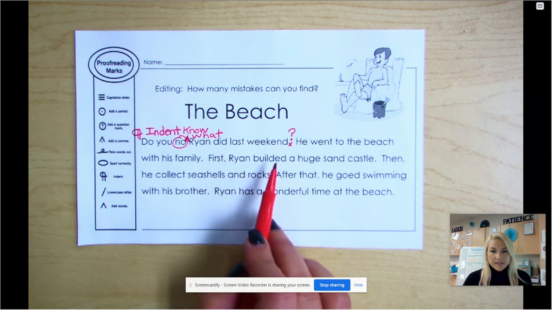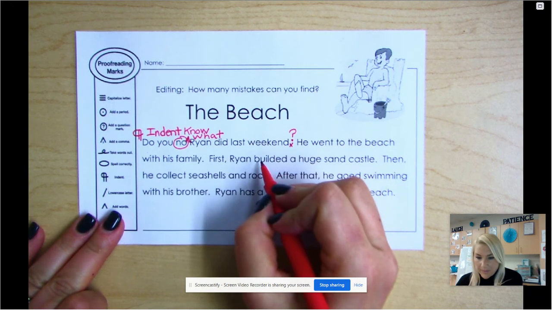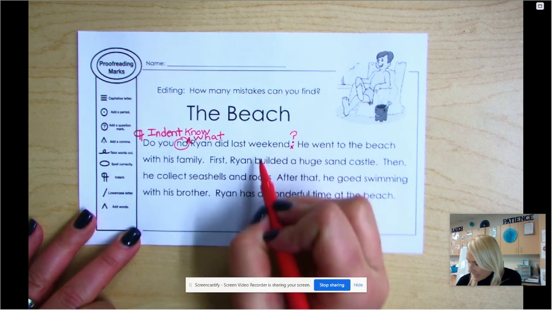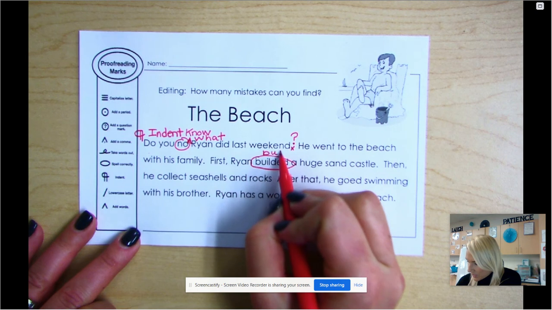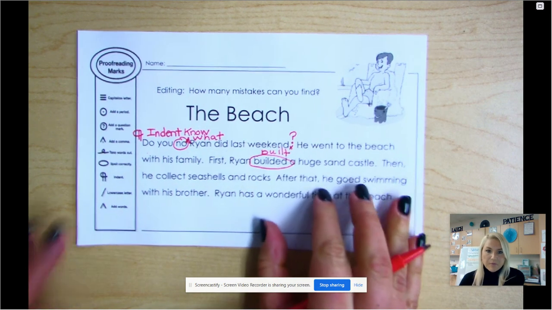First, Ryan builded a huge sandcastle. What at home, friends, doesn't sound correct in that sentence? First, Ryan builded a huge sandcastle. Wow, I think our verb tense is not correct. First, Ryan, should it say build a huge sandcastle? Or first, Ryan built a huge sandcastle? We should have the word built. So it says if the spelling is incorrect, we're going to go ahead and circle it. And I'm going to replace it with the correct B-U-I-L-T for built. And it's also the correct type of verb tense.